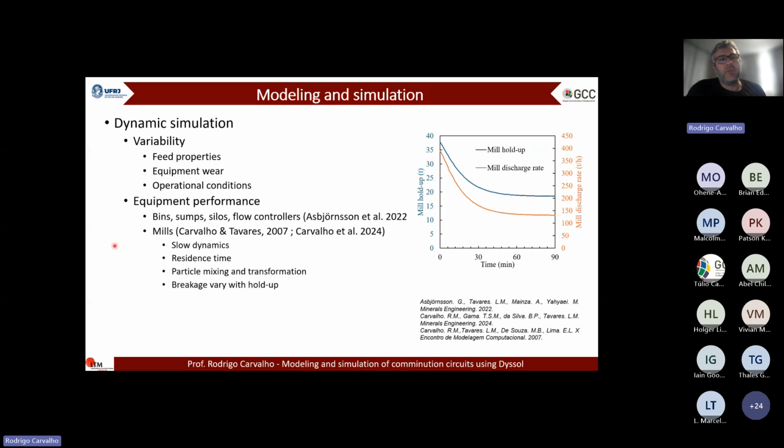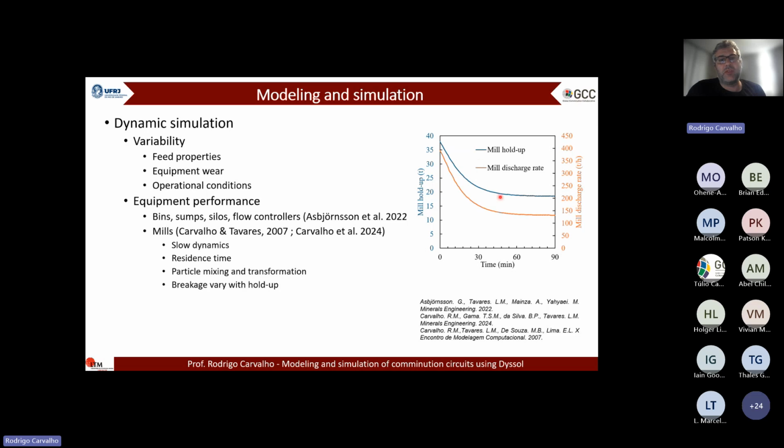Regarding equipment performance, as I said, there are some approaches that our group from the GCC group has tackled. Like the guys from Chalmers, they have been modeling bins, sumps, silos and flow controllers. And regarding mills, we have done simulations and modeling considering load dynamics, residence time, and transformation between the mills. In this case, the breakage may vary with the hold up.